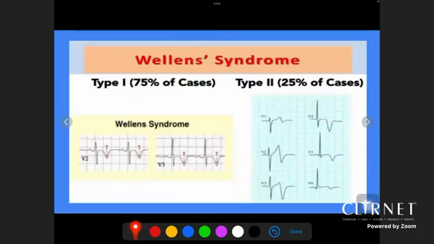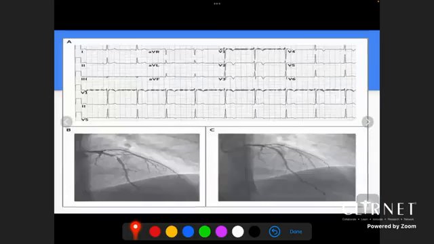So again, you will find there is some debate that either type 1 or type 2 is more significant or more important. For me, both are the same. Either you find type 1 or type 2, both give the same significance that this is Wellens syndrome: biphasic or deep T-wave inversion. Here you can see V2, V3, there is deep T-wave inversion in V2 and V3. Here you can find that there is around 99% occlusion, and after stenting.